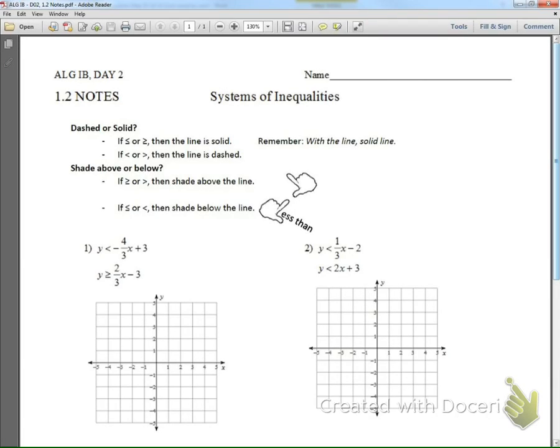This lesson is on solving systems of inequalities. Let's review what are the four inequality symbols. This symbol right here is the less than sign. It almost looks like the symbol itself makes the letter L, less than. The symbol that goes the opposite direction is the greater than symbol.